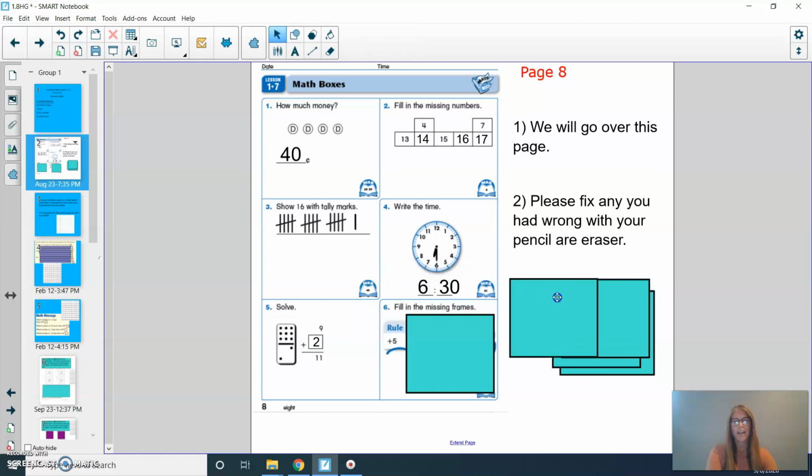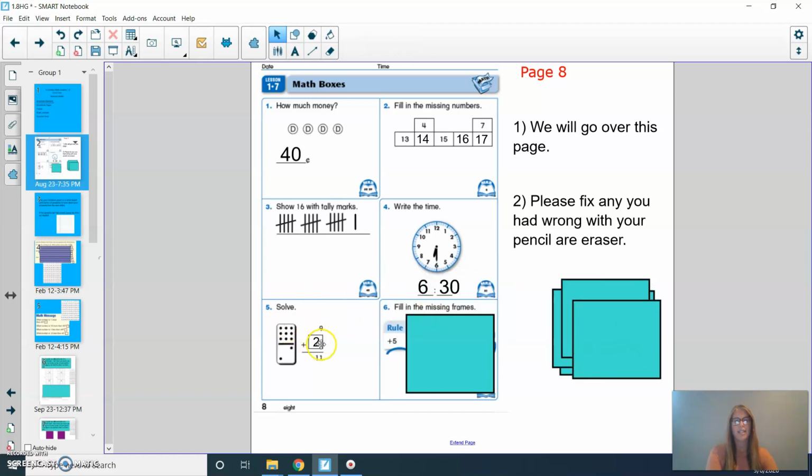For question number 5, solve. If I have 9, I need 2 more in order to get to 11. So 9 plus 2 is equal to 11.